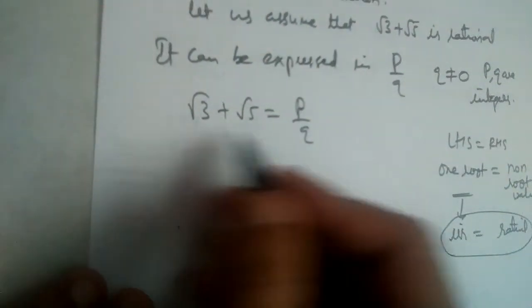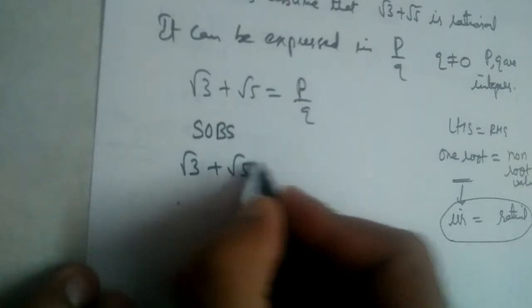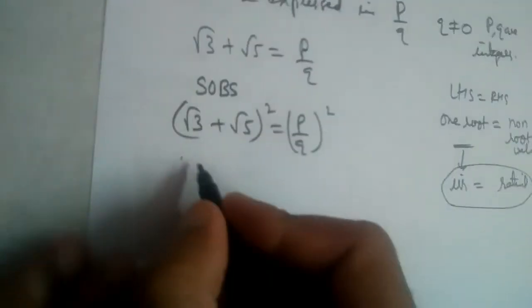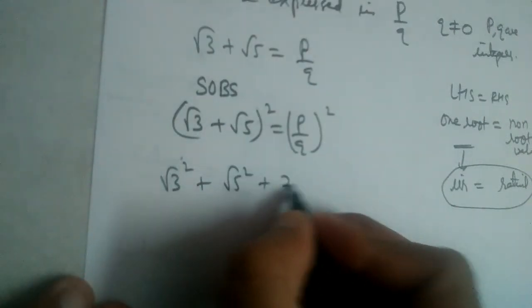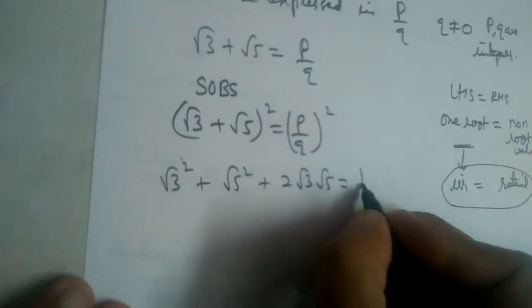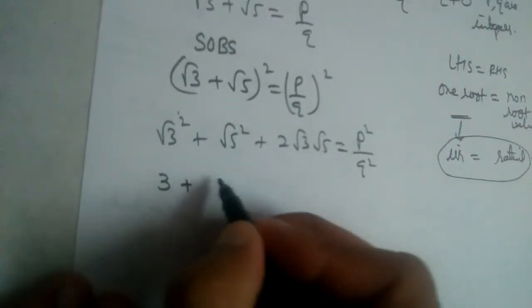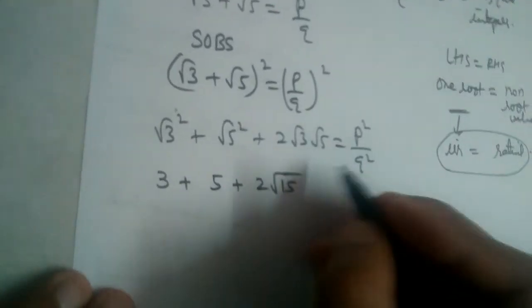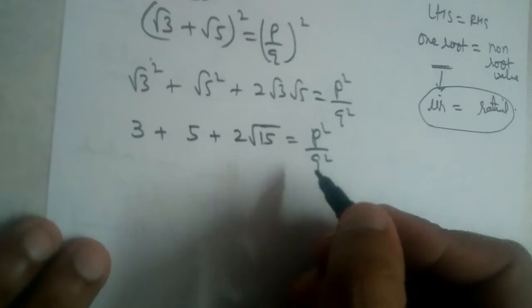We have two roots. How can we make these two roots a single root? By squaring on both sides. So let us square on both sides. So this is root 3 plus root 5 is equal to p by q. Let us square on both sides. Apply the a plus b whole square formula: a square plus b square plus 2 into a into b is equal to p square by q square. Okay, root 3 square is 3, root 5 square is 5, plus this is 2 into root 15. Root 3 into root 5 is root 15, right? So this will give us p square divided by q square.